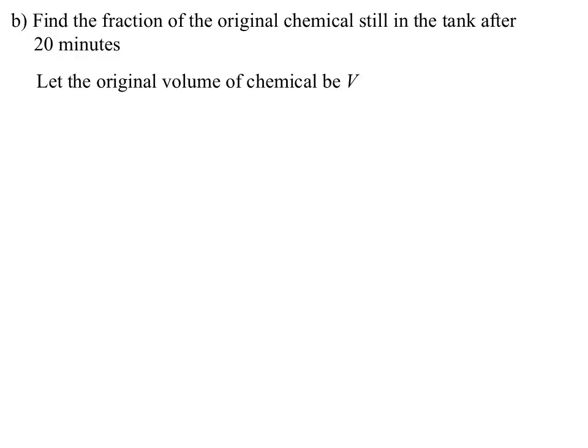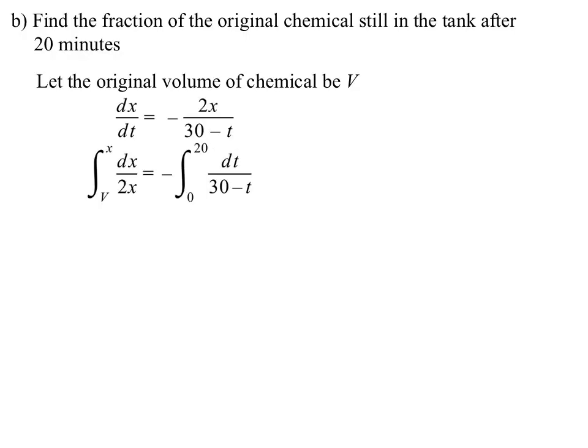Now that we've got that information, find the fraction of the original chemical still in the tank after 20 minutes. Let the original volume be V rather than 30. dx/dt is minus 2x on 30 minus t. I separate out my variables. Initially it's V, and we want to link x and 20, we want to know what x is at t equals 20.